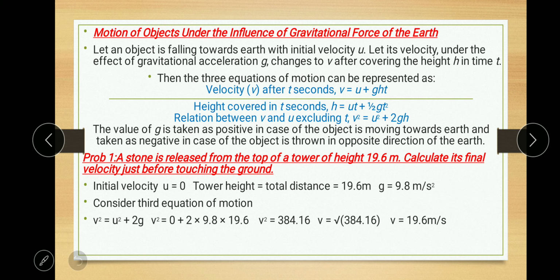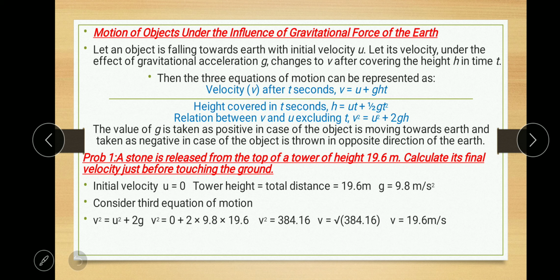Next, motion of an object under the influence of the gravitational force of the earth. Previously I told you there are Newton's laws of motion. There are three formulas: v is equal to u plus at, v square is equal to u square plus 2as, and s is equal to ut plus half at square. Now these three formulas will be modified according to g.